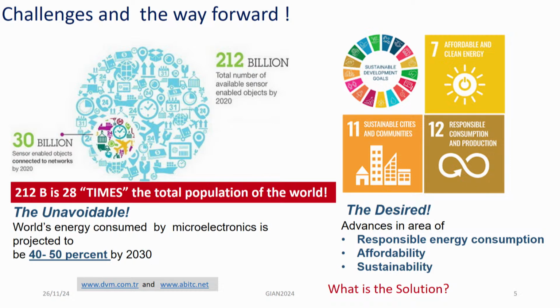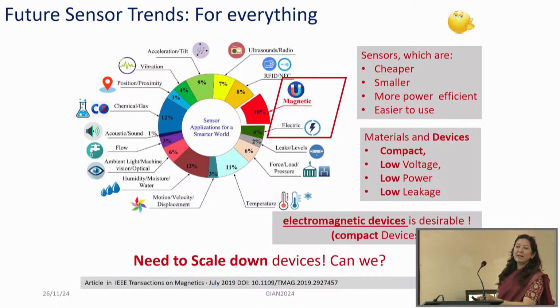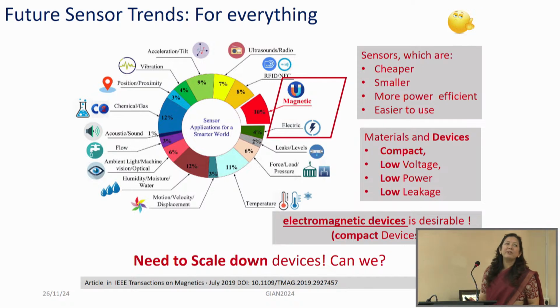So what is desirable? Sustainability is the desirable thing, and we need to have responsible energy consumption, affordability and sustainability, right? So what is the solution? How to achieve that? This is the future sensor trend for pretty much everything. And since we are focusing on magnetoelectric materials and multiferroic materials, magnetic and electric combined make up 14% of the sensors which can be used in the Internet of Things, right?